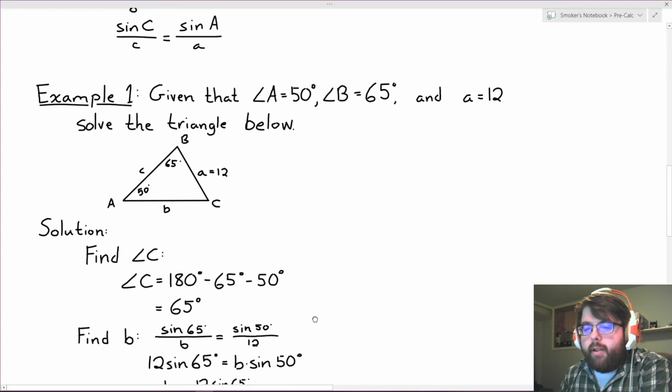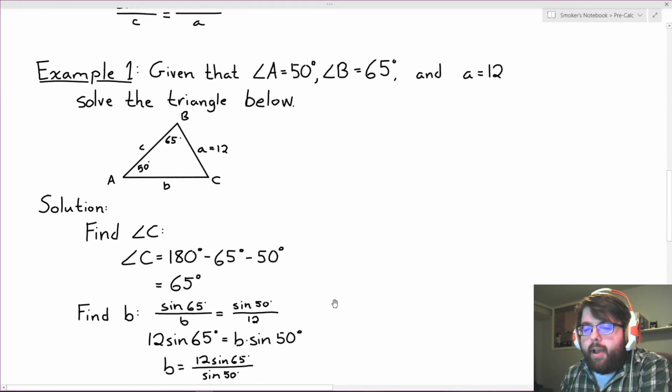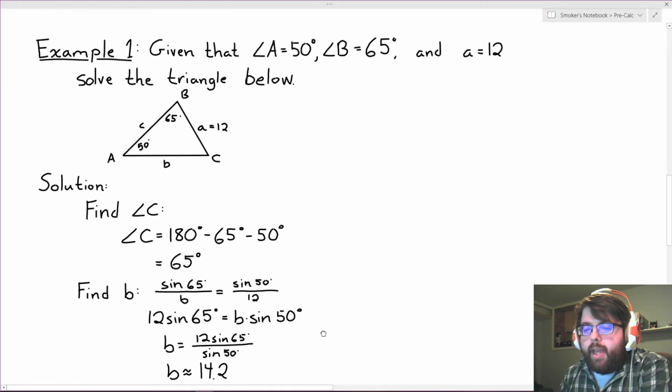Solve that by cross multiplying. B times sine of 50 is equal to 12 times sine of 65. Okay, and then I'm going to divide both sides by sine of 50. Okay, and then put that in your calculator. So let me just show you.